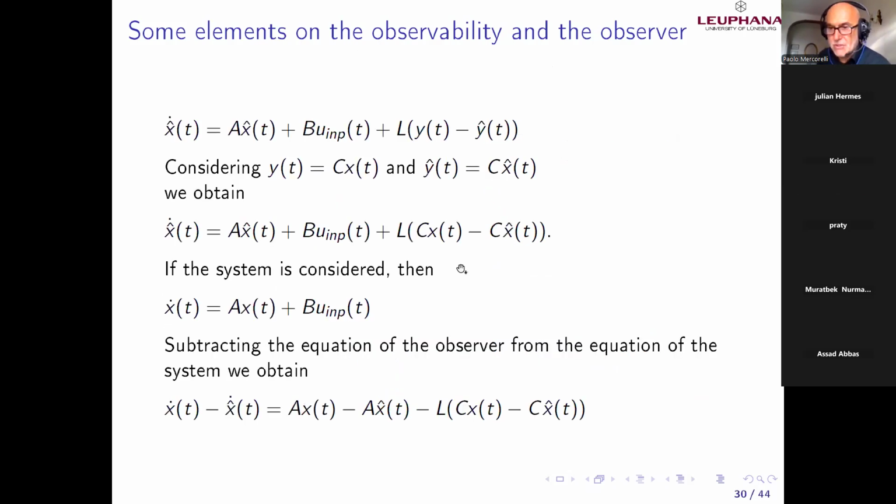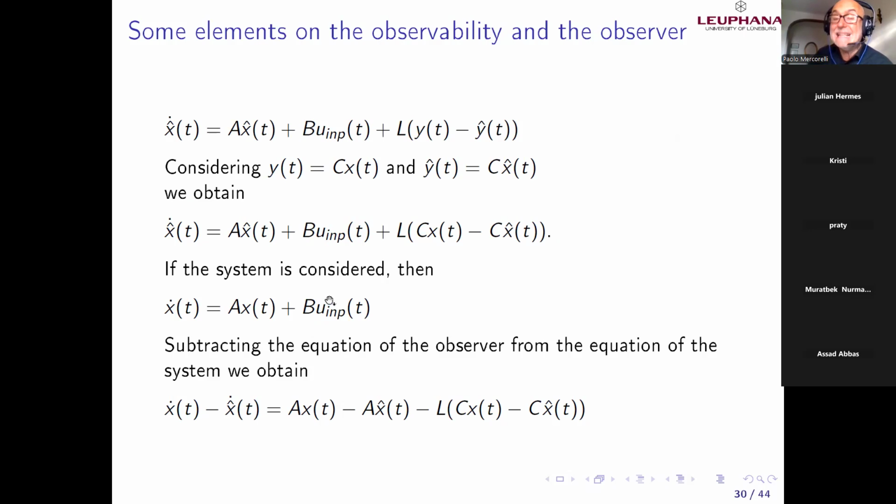Let me do some calculations. At the beginning, I repeated the observer structure. Then I have what I am measuring, y, and what I am observing in correspondence of the measured variable. A, B, C are exactly the same. I assume that I know the system perfectly, of course, and I can represent the system perfectly. This, of course, is something extremely abstract. If I plug in y equals C x and y hat equals C x hat in the first equation, I have this equation in the middle.